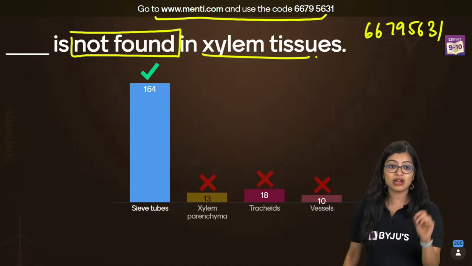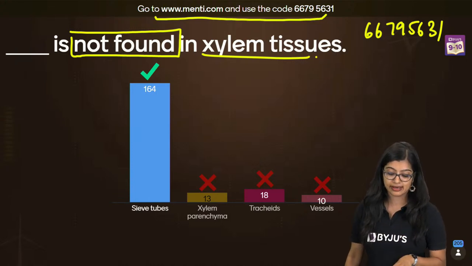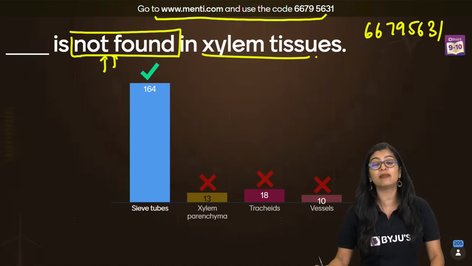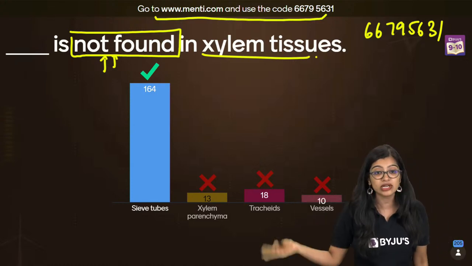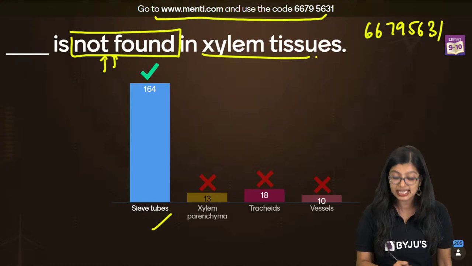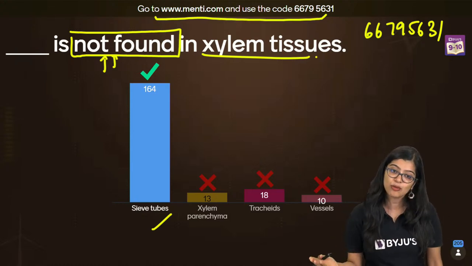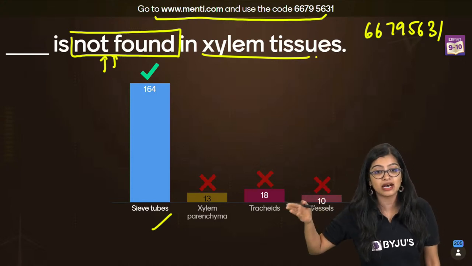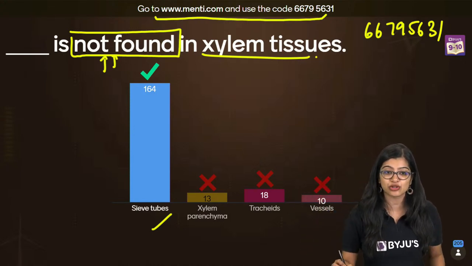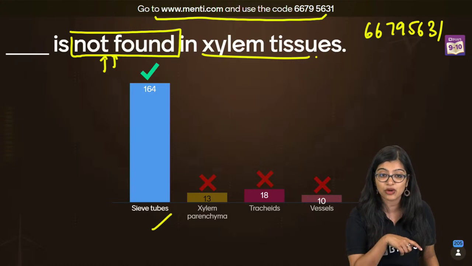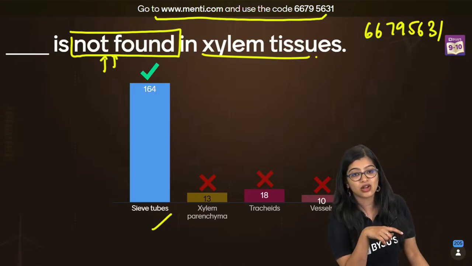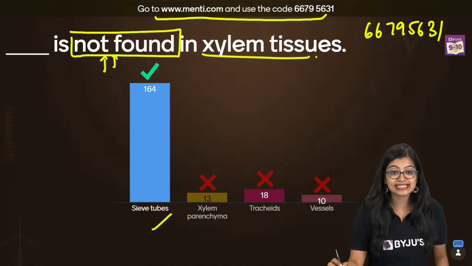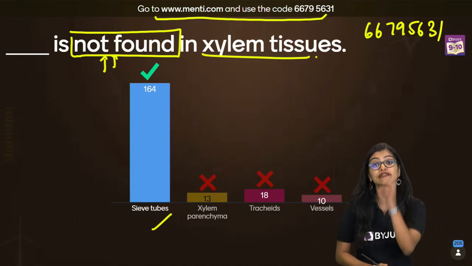Now, of course, for all of you to understand, it is not found. That means you need to be able to understand what is found in xylem. Now, can you tell me sieve tubes are found where? Is it found in xylem or is it found in phloem? In the chat, can you tell me? I need the answer to come very quickly. Exactly. Sieve tube is found in phloem, right?